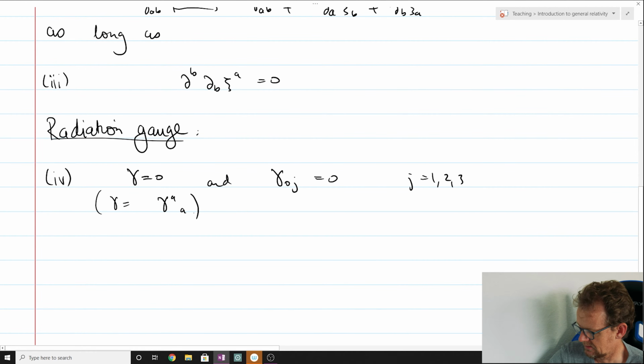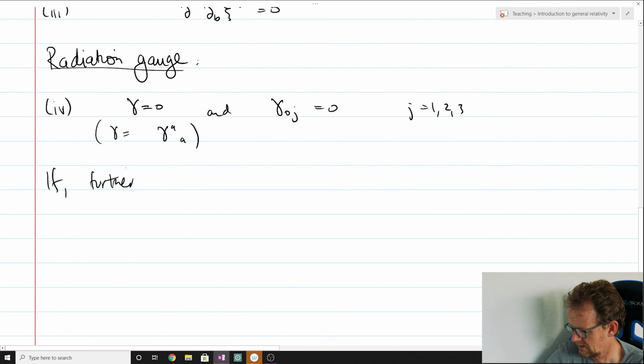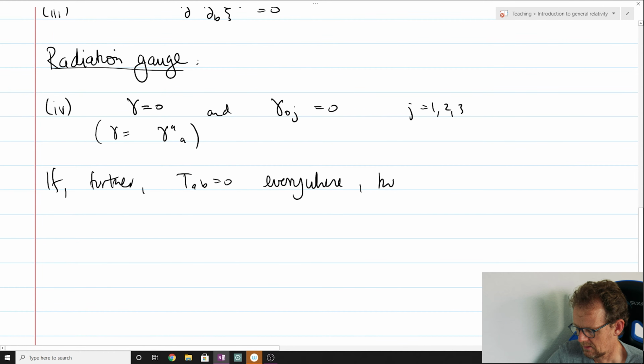Now it turns out that if the stress energy tensor isn't just 0 in a region, but actually 0 everywhere, then we can achieve a slightly stronger gauge fixing. So if the stress energy tensor is 0 throughout the entire universe, with no stress energy whatsoever, then we can further achieve the condition that gamma naught naught is separately 0.